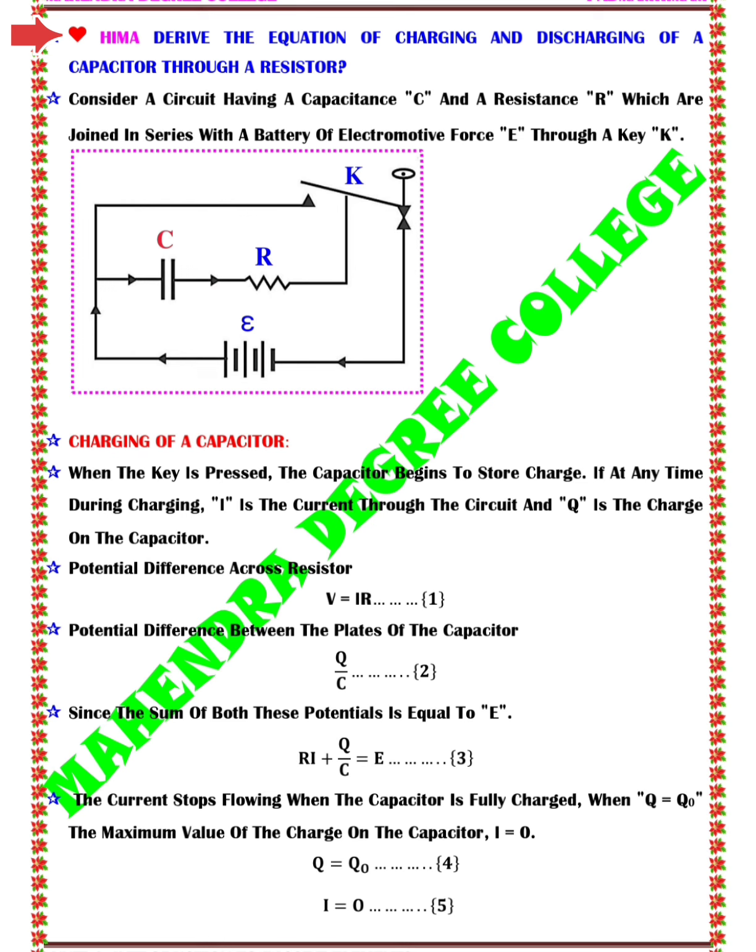When a capacitor charges or discharges through a resistor, it does so exponentially with a rate determined by the time constant in an RC circuit. The time constant is the product of the resistance and capacitance. During charging, the capacitor stores charge, and during discharging, it releases charge. The current, voltage, and charge on the capacitor all vary exponentially with time.